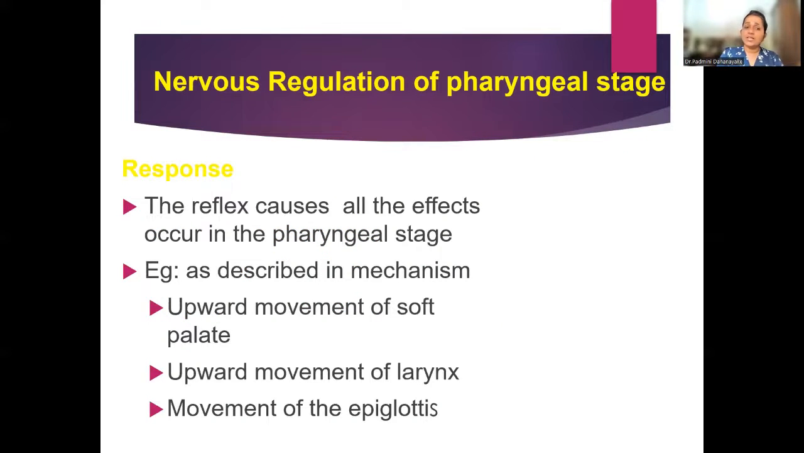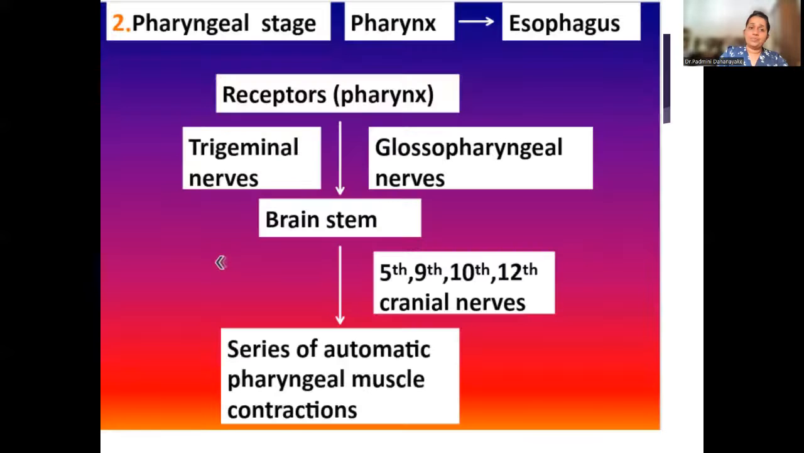So what is the response ultimately? This reflex causes all the effects that occur in the pharyngeal stage. As we have described already, upward movement of the soft palate, upward movement of the larynx, movement of the epiglottis, and your vocal cord movements. Everything is being coordinated with the help of these nerve signals, which are coming through these efferent nerves.